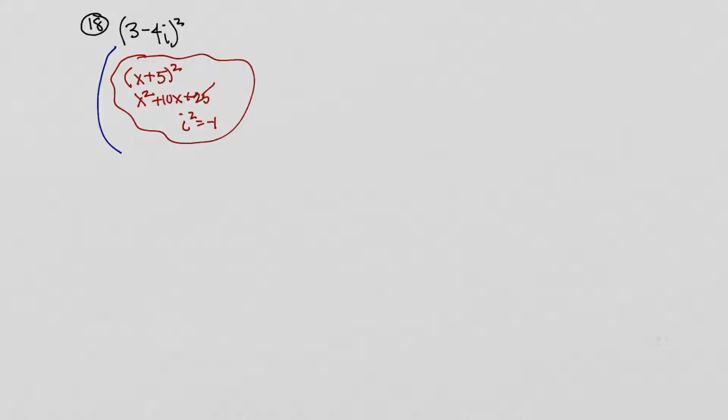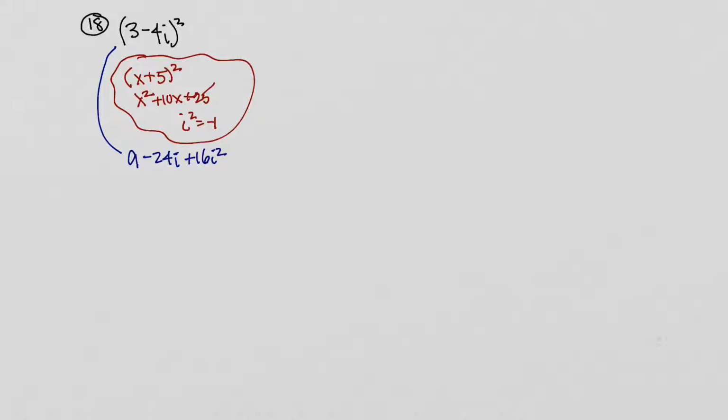So bring it down here. So square the first. I'll get a 9. Multiply these two terms together. Positive times negative is -12i. Double it, minus 24i. And square the last. Now when you square this, -4i times -4i is positive 16i squared.